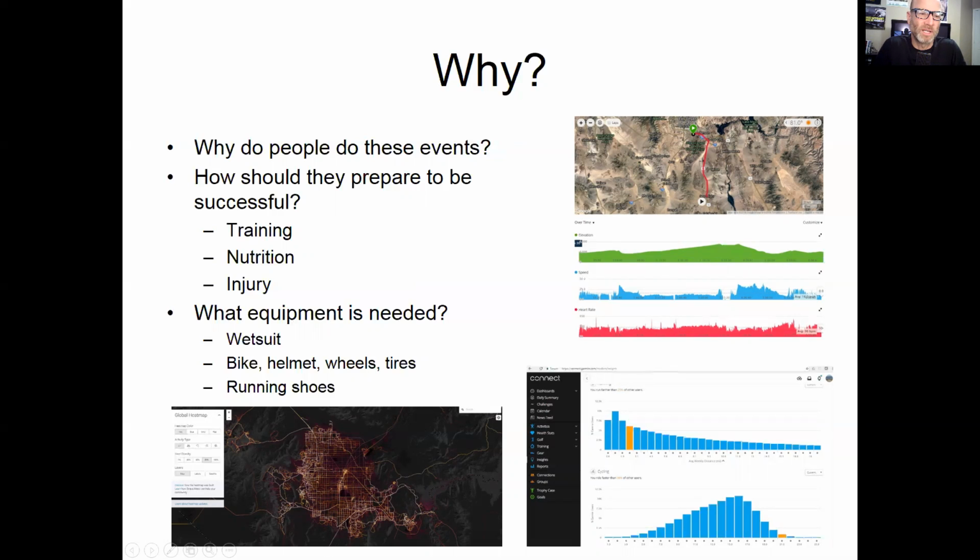And these are just pictures of different types of metrics that people will have from different devices that they wear, wearable technology, the GPS devices, the heart rate monitors, the accelerometers that they have. And they need people with expertise in understanding how to use these data to ultimately help them complete these events and maybe to compete in the events, maybe to go faster.